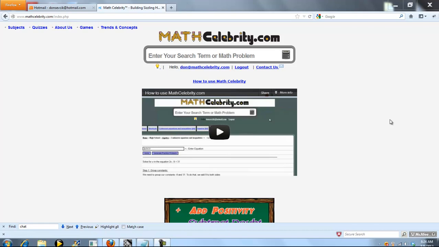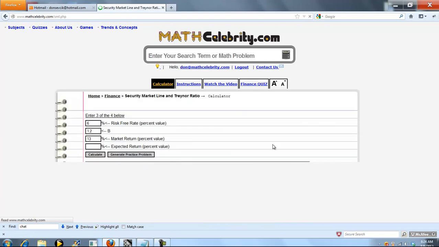This is the security market line calculator for masscelebrity.com. To get there, you just type security market line. As you can see, there are four inputs, and the way the calculator works is you enter the three that you know, and the one you want to solve for, leave blank. So we'll go ahead and solve for all of them.